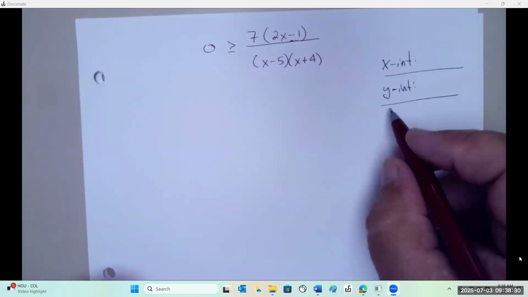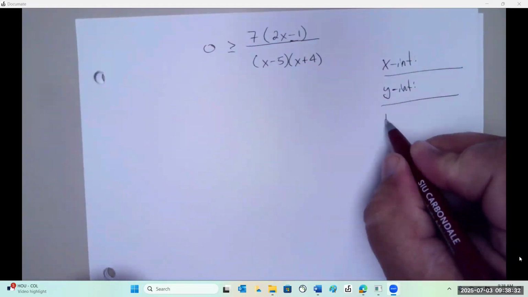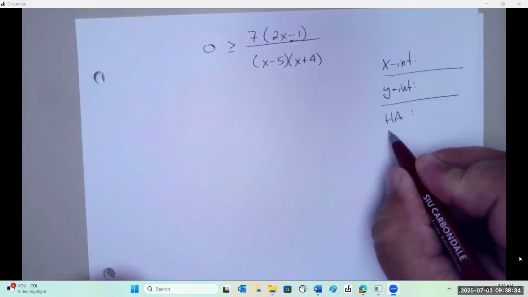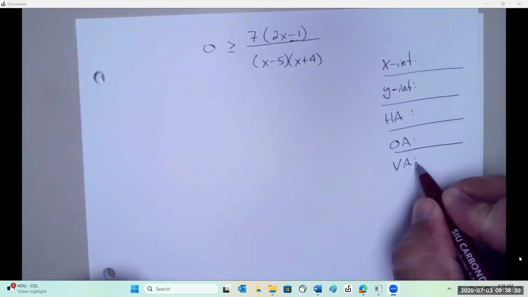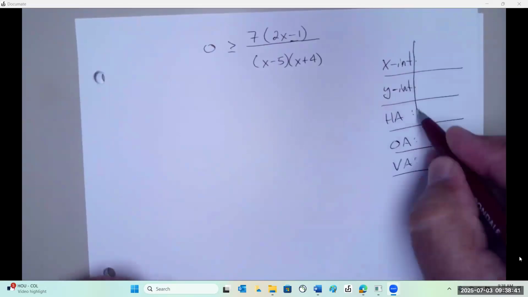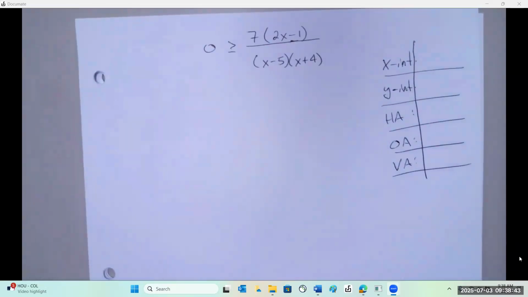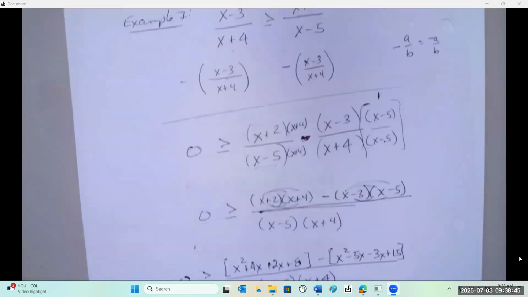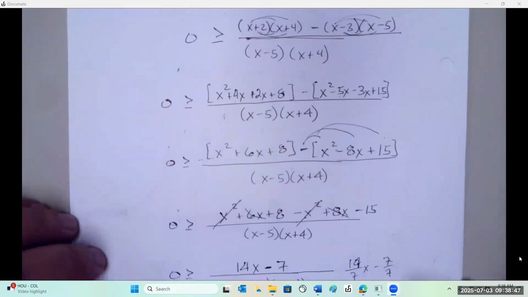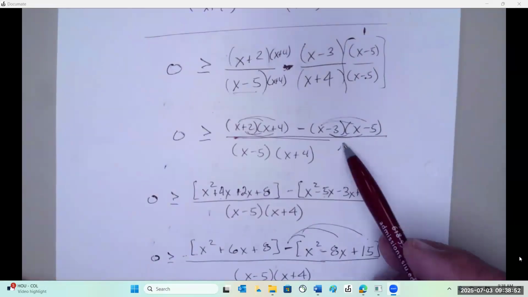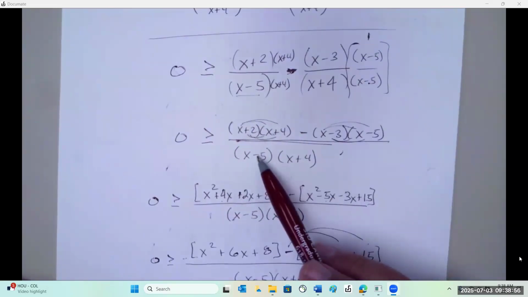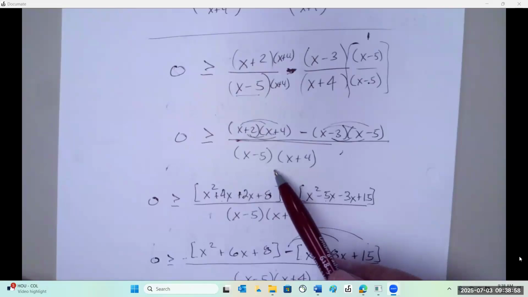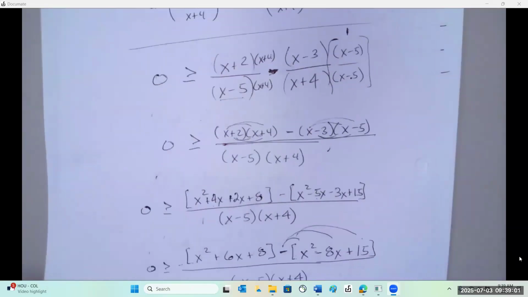X-intercept. What's that? I do have a question about earlier. Okay. How far earlier? On this page, all the factors before, further up, right there. There's x minus 5 over x minus 5. Why wasn't that canceled out? Good question. Very good question.